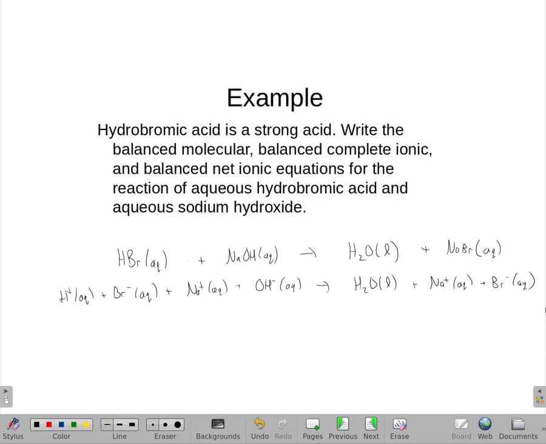All right, and then to turn that into our net equation or net ionic, we're just going to drop all of our common spectators. So barium and sodium get dropped. So we have H plus and OH minus form liquid water.